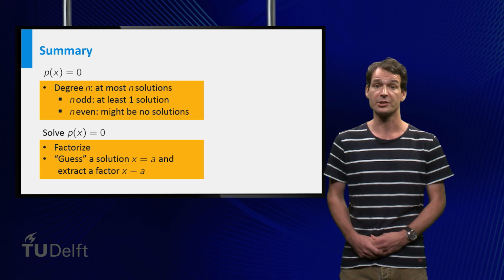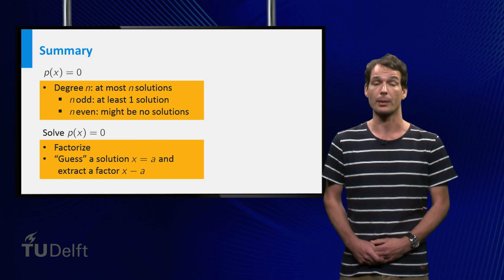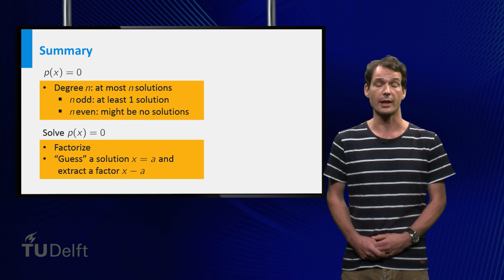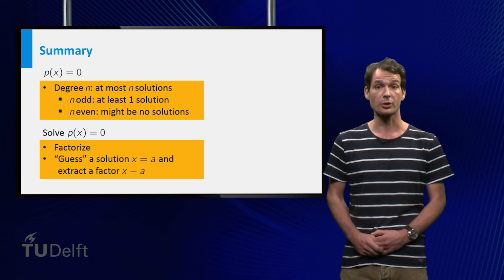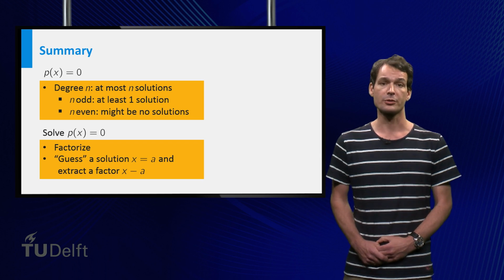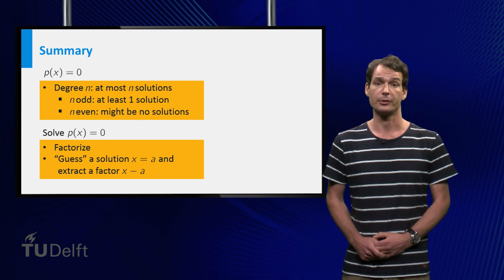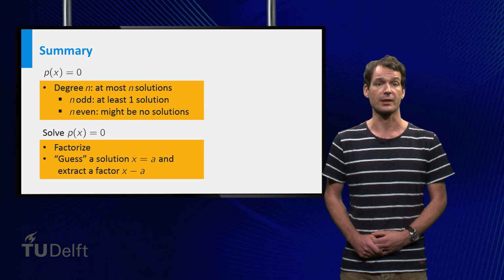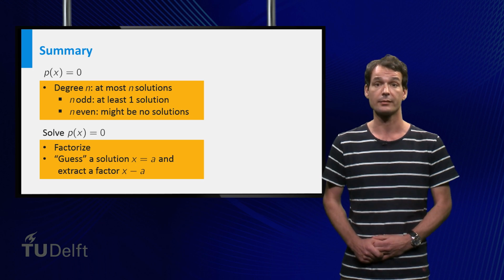Let's summarize what you've seen in this video. We consider the equation p of x equals 0 where p is a polynomial. If p has degree n, then there are at most n solutions. If n is odd, there's at least one solution. And if n is even, there might be no solutions at all. For solving p of x equals 0, you first try to factorize p, and if you don't see how to factorize, try to guess a solution A and extract a factor x minus A. Note that there is no guarantee that this always works.